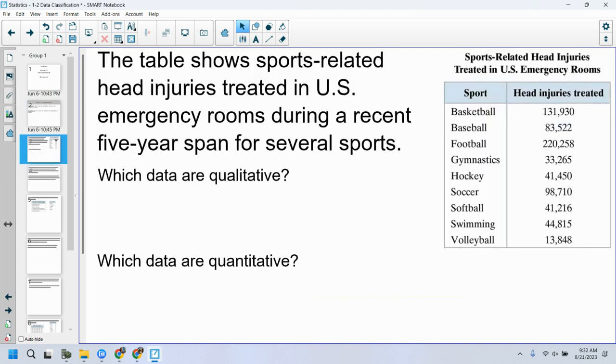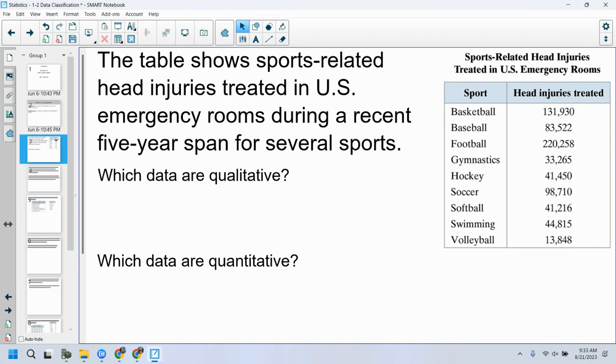For example, the table shows sports-related head injuries treated in U.S. emergency rooms during a recent 5-year span for several sports. And we see this table over here. We got a bunch of different sports, and then we got head injuries treated in the emergency rooms. Which data are qualitative? Yeah, data. That's not a grammatical error. The word data is actually plural. So which data are qualitative? What would you consider qualitative data in that table?